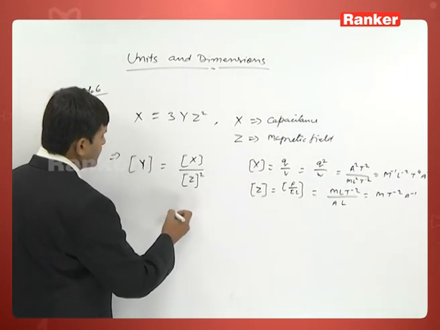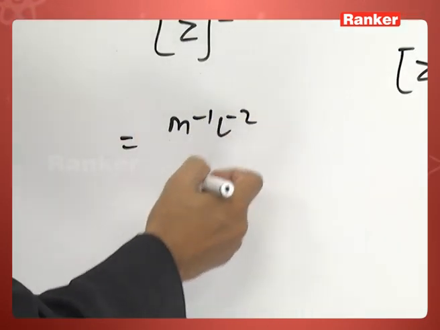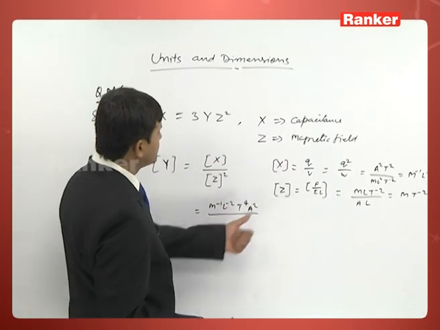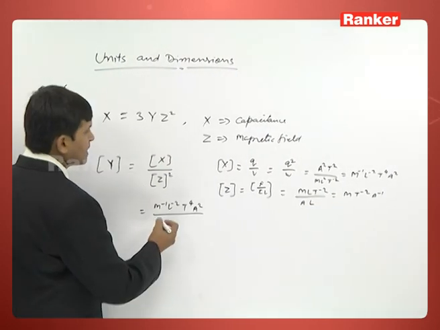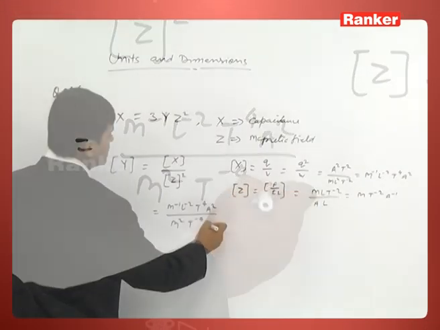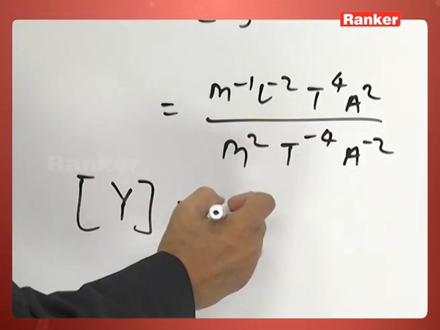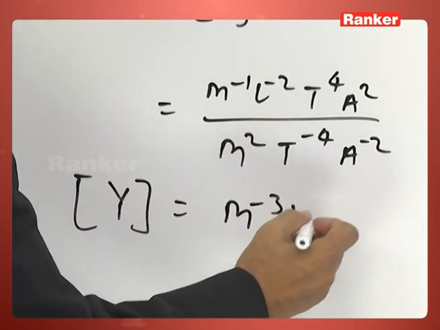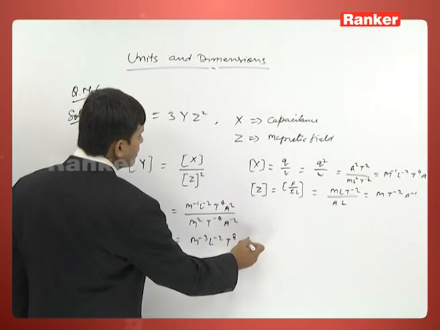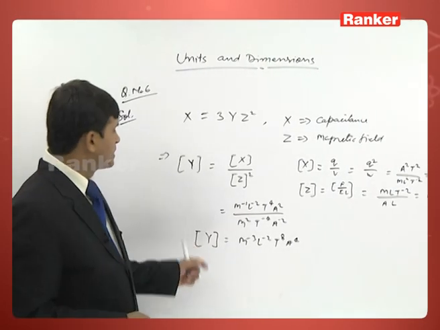Now we can substitute over here. The dimension of x is M minus 1, L minus 2, T to the power 4, A squared, while the dimension of Z squared is M squared, T minus 4, A minus 2. So finally the dimension of y will be M minus 3, L minus 2, T to the power 8, A to the power 4. This is the dimension of our expression y.